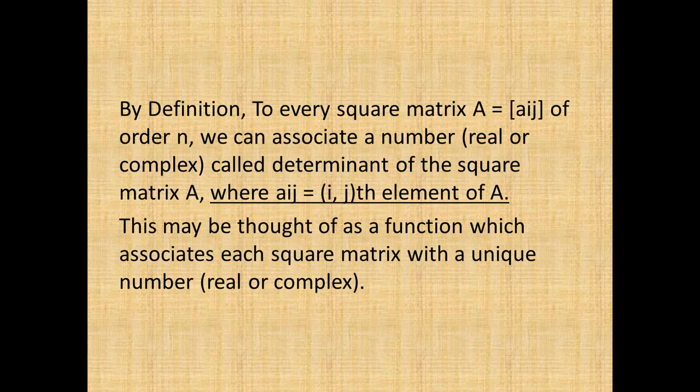Okay, so by definition of a determinant, we say to every square matrix, specifically for a square matrix A equal to [Aij], where Aij is the element of a matrix of order n, that is n cross n, we can associate a number, which can be a real number or a complex number. We have already studied in class 11, called the determinant of the square matrix A. This may be thought of as a function which associates each square matrix with a unique number, real or complex.